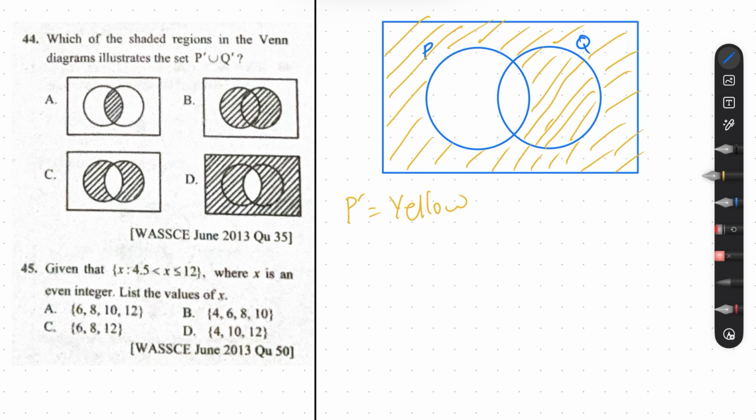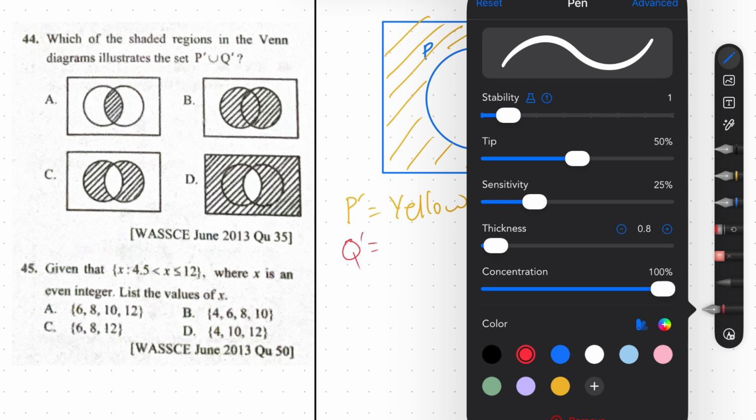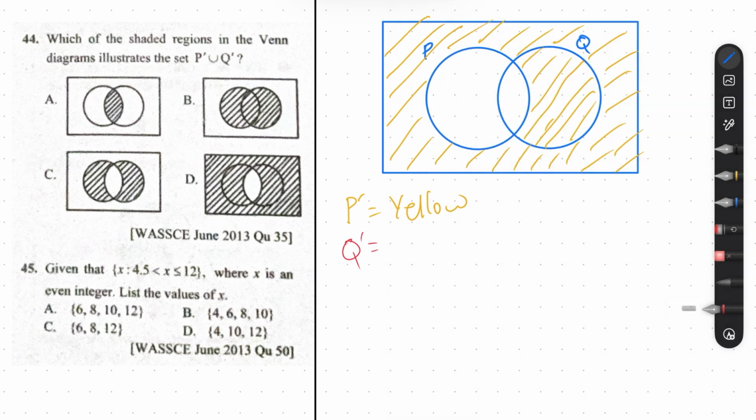So everything that is shaded yellow is what? P complement. Now let's do Q complement. Now we are going to shade every part of the box that is outside of Q with red. So that means even this side will be part of Q complement. Everything that is Q complement, we shade it.